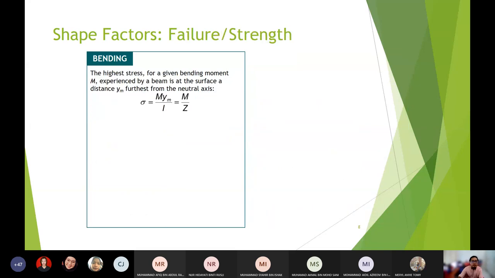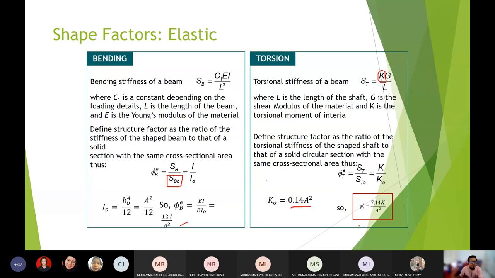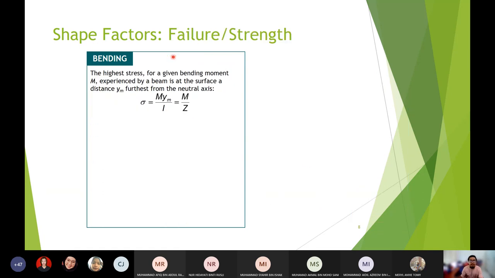And then for another one, these two are bending. Remember, bending and torsion only talk about elastic. Meaning when we say elastic for a material, it doesn't go to permanent deformation. Any kind of load that we apply, when we release it, will return to its original dimension. So for failure, or for strength, it's different.